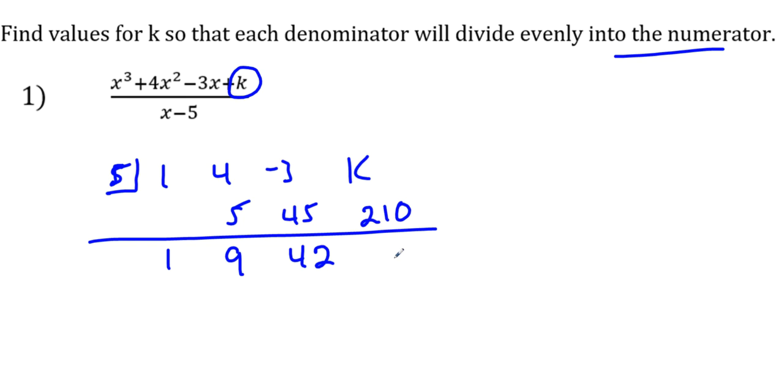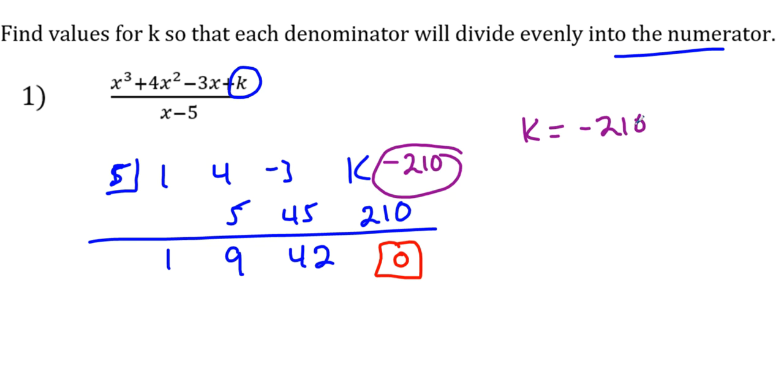All right? I need to get a 0 right here. This has to be 0. Well, the only way for that to happen is if this is a negative 210. All right? So we found k must equal negative 210 for this to be an even factor.